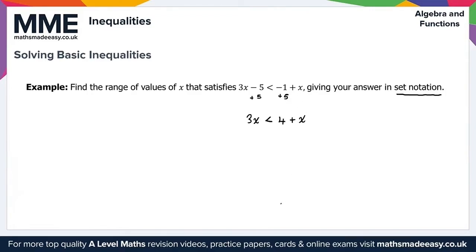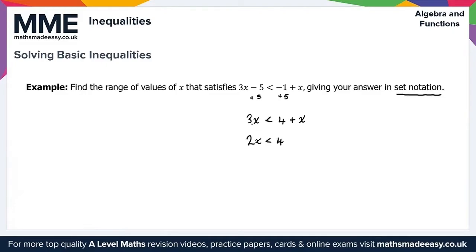Okay, now as we treat this kind of like a normal equation, I want to get the x's onto one side of this inequality. So to do that, we can just minus x off both sides of this inequality here. So that's going to give us 2x. That's going to be less than 4.